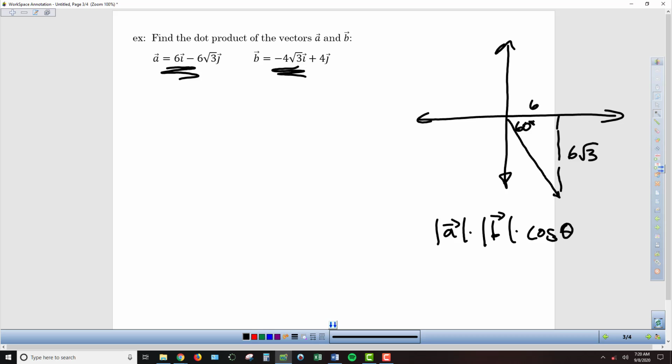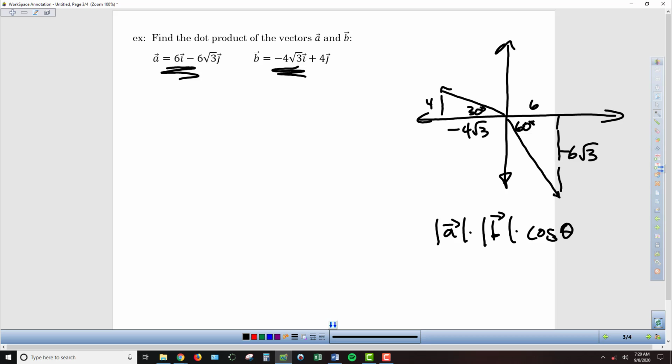Second, now we've got the vector B, so negative 4 root 3 and then positive 4. So we're looking at something maybe like this. So if I drop it perpendicular, we've got negative 4 root 3 here, make that negative there, and then 4 in the vertical direction, another 30, 60, 90 triangle. So we know that this angle right here is 30 degrees.